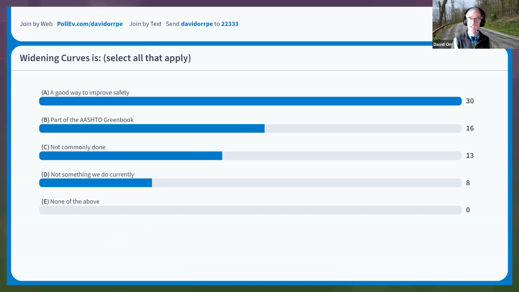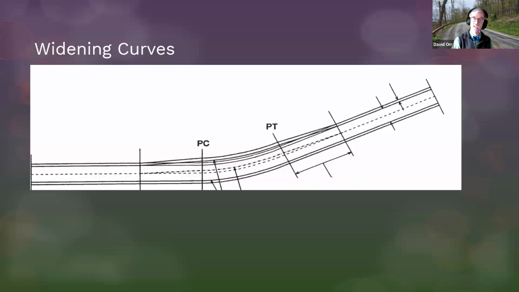Now, the idea behind widening the curves is you actually increase the pavement width, typically on the inside. And you essentially transition to the full extra width at about the same time you have full super elevation. So it's the same concept. So it's something you may want to think about.